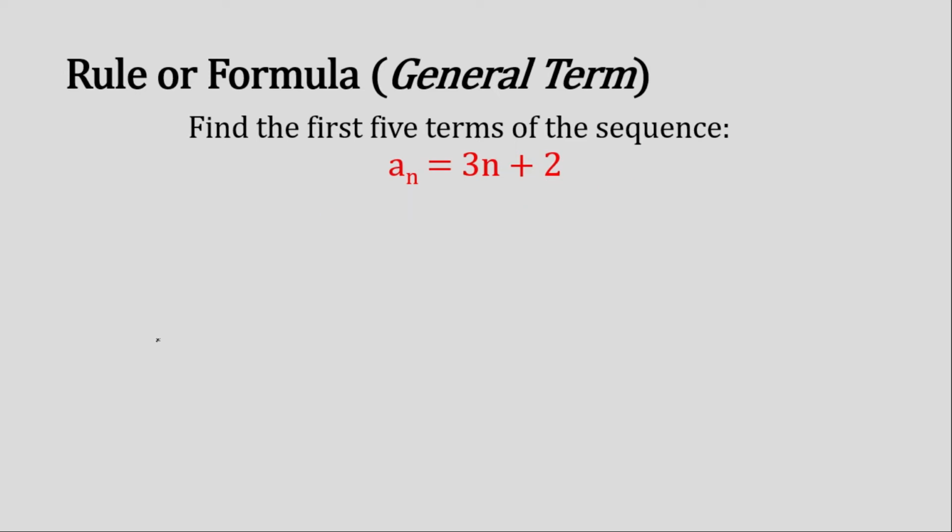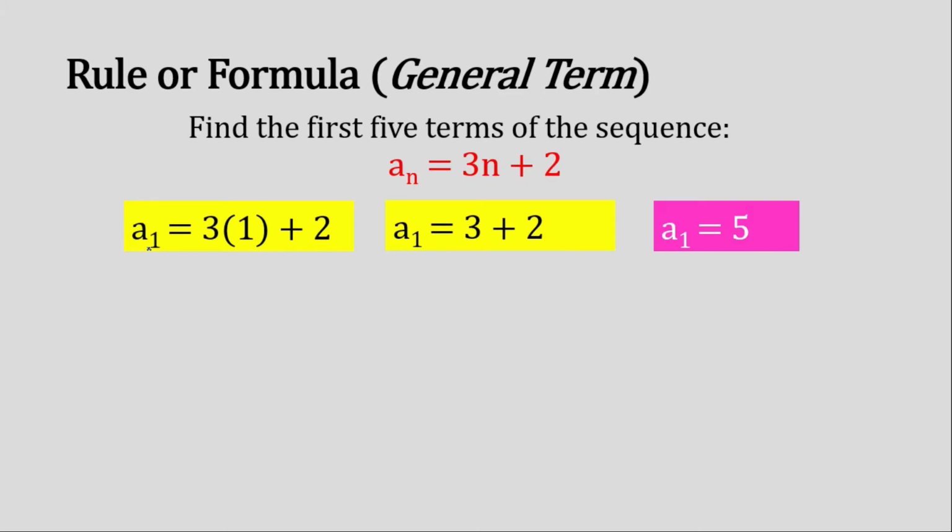Let us start with a sub 1. A sub 1 is equal to 3 multiplied by 1 plus 2, because 1 is the value of n, that's why we change this n into the value 1. We're going to simplify that. We have 3 plus 2, so a sub 1 is equal to 5.